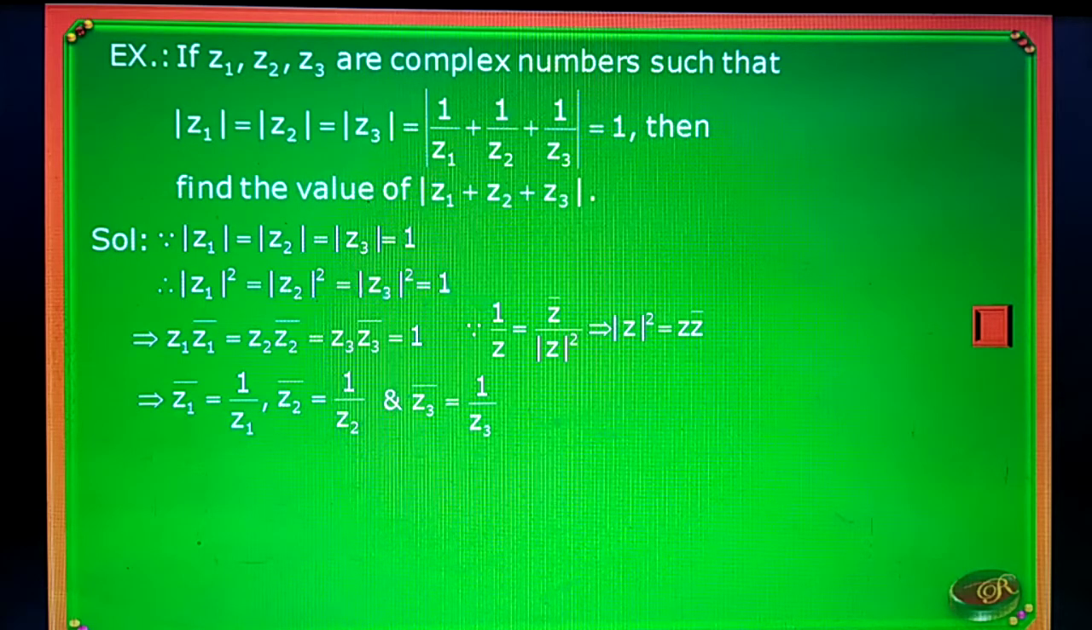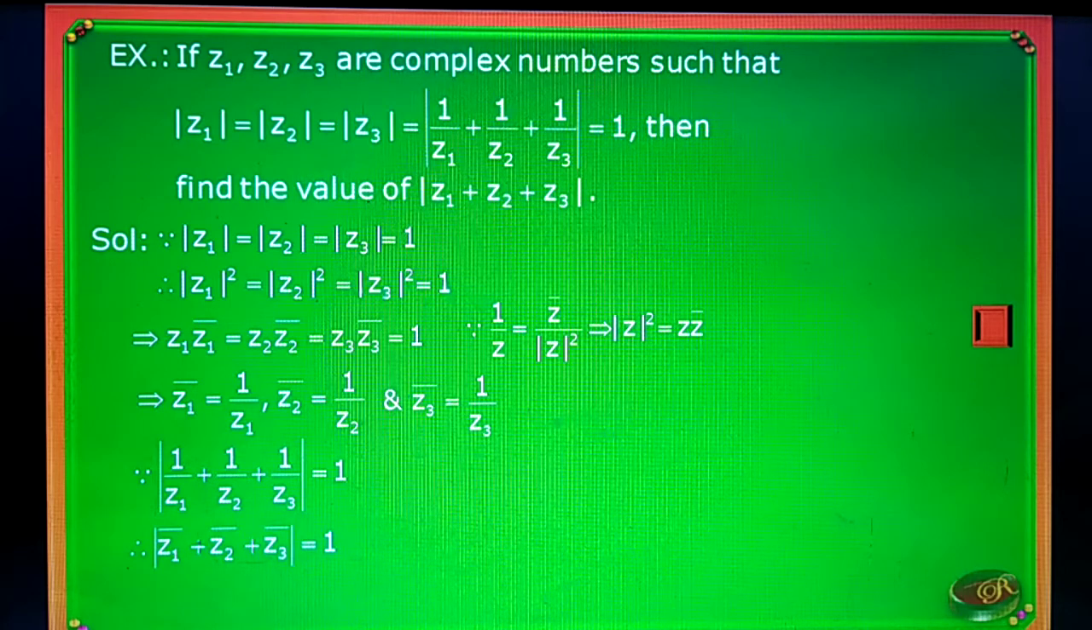Since modulus of 1 by Z1 plus 1 by Z2 plus 1 by Z3 is equal to 1, therefore modulus of conjugate of Z1 plus conjugate of Z2 plus conjugate of Z3 is equal to 1. Implies modulus of conjugate of Z1 plus Z2 plus Z3 is equal to 1.